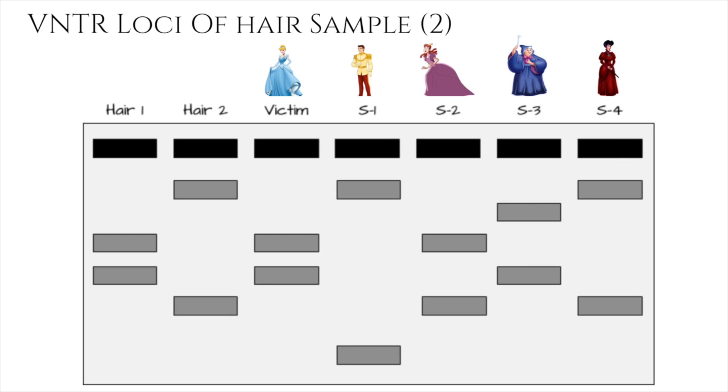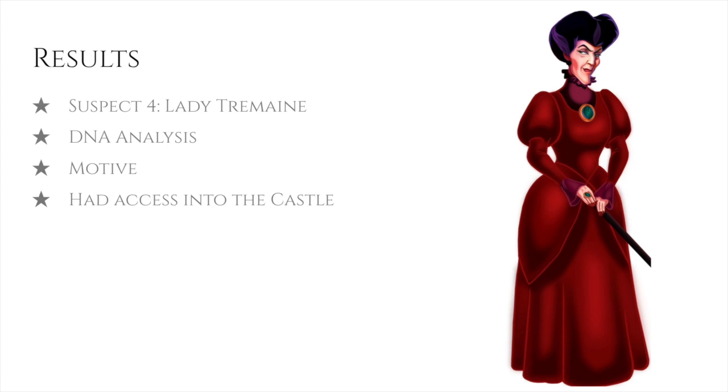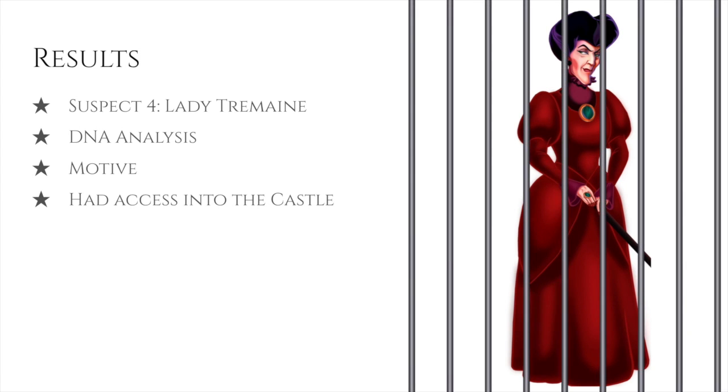Lastly, suspect 4, Lady Tremaine, is the only suspect left, so she must have done it. To confirm, we see that again, her DNA matches that found at the crime scene, as both bands in hair 2 match her DNA. Lady Tremaine has been proven as the killer based on the DNA analysis that was conducted.